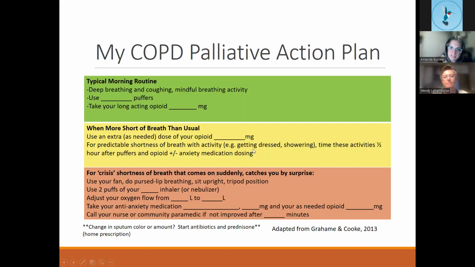And Aparna, yes, it is absolutely possible to access this plan. We're going to be sharing our slides after this presentation. So please don't hesitate to copy this and bring it into your everyday work. I would love to see these out in the community.